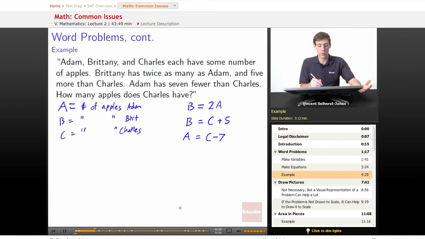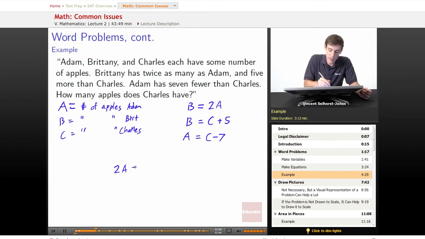We're ready to solve things. We'll solve this by substitution. So A equals C minus 7, B equals C plus 5, B equals 2A. What do we want to find out? We want to find out what Charles's number is. So we want to be able to keep C in our final equation. So B will go in here. So we've got 2A equals C plus 5. And then we also know here A equals C minus 7, so 2 times C minus 7.